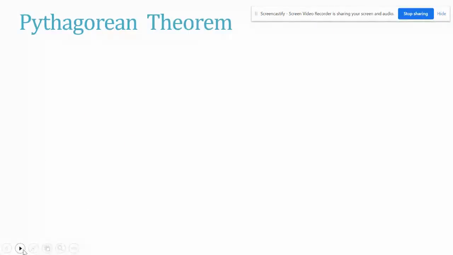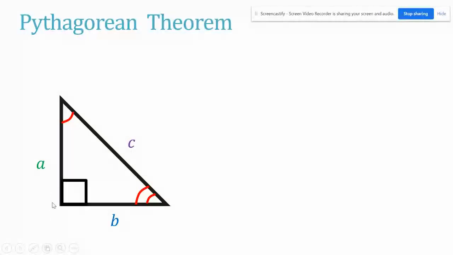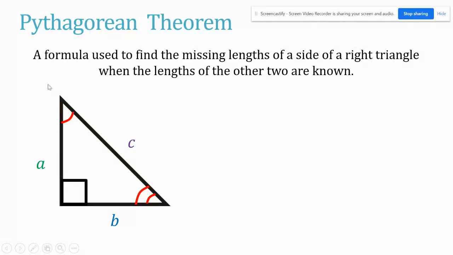So the Pythagorean theorem, we only use it with right triangles, so that's really, really important. And it is a formula used to find the missing length of a side of a right triangle when the lengths of the other two are known. So if you are given two lengths of a right triangle, two sides, to find the missing side, you're going to use the Pythagorean theorem. Now, sometimes the hypotenuse is going to be missing, and sometimes one of the legs is going to be missing. And we're going to see examples of both, and you're going to use the same theorem in both of them. You just have to substitute correctly. And it'll make more sense when we go through a couple examples. But this is the Pythagorean theorem.